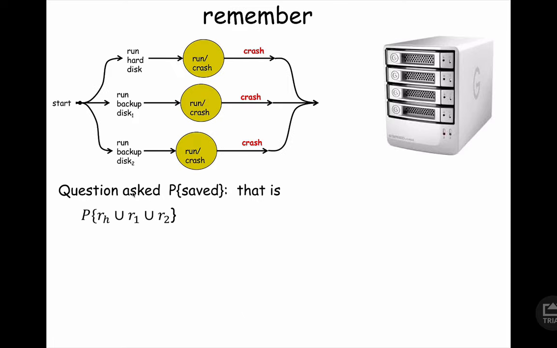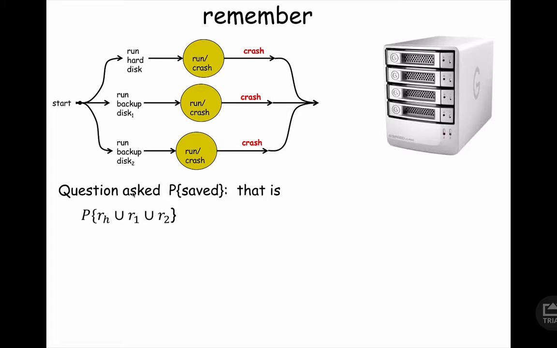So let's say we were going to ask that question again. We got 0.999 repeating 5 times followed by 6, right? 999,996 out of a million. And that's what we got doing that approach of the probability of saved as 1 minus the probability that data is lost. So let's do this the long way, right?